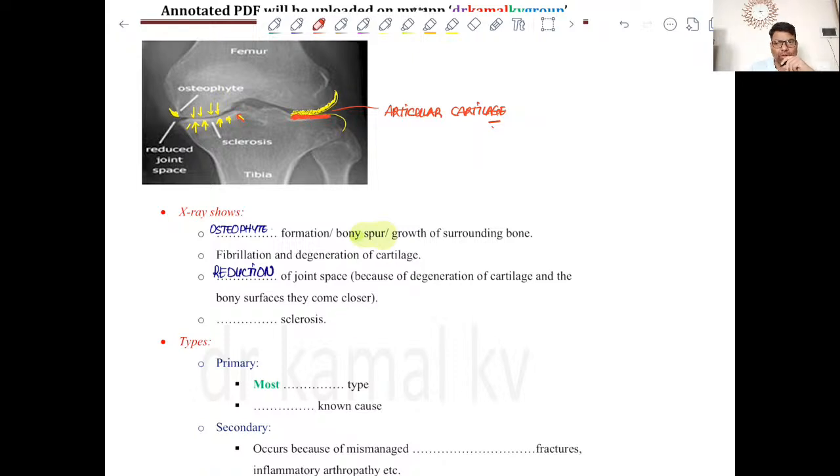Since it is lying below the cartilage, it is known as subchondral sclerosis. Okay, so it is subchondral sclerosis. So these are three important points which you should remember for the radiological findings of osteoarthritis. So this white line is all subchondral sclerosis. Okay, if I give it number 4, so here you can remember it, right? So this is subchondral sclerosis.